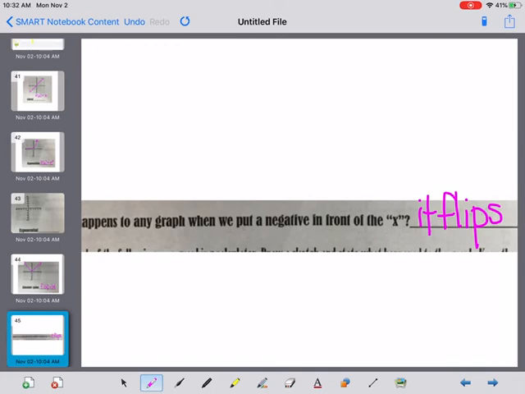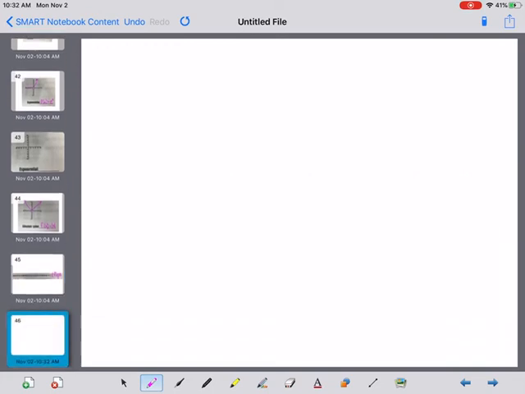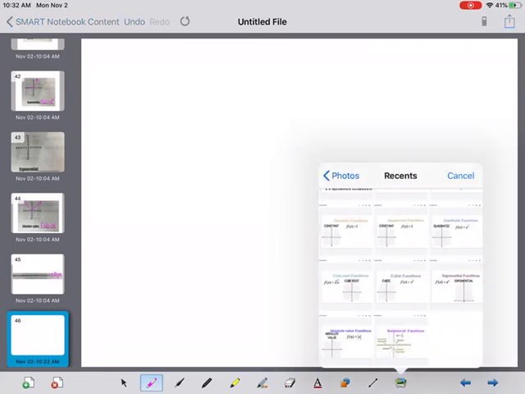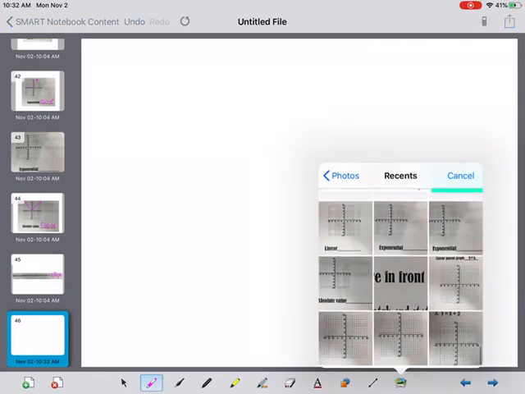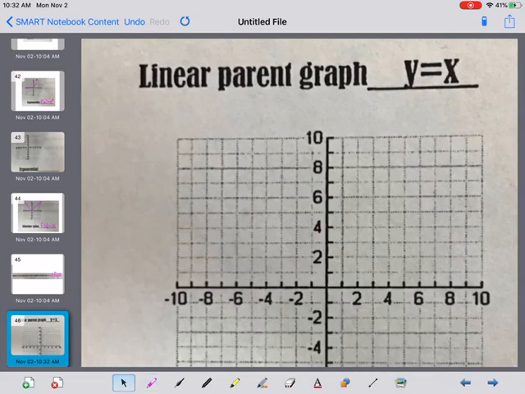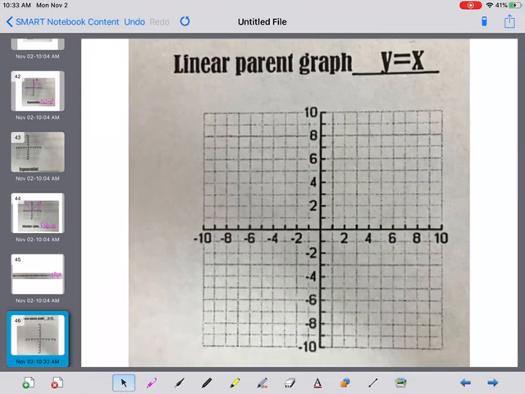Okay, so let's look and see what happens when we add numbers to this. We're going to start with our parent function, y equals x. What does our linear parent function look like? A line, and where does it go through? 0. So we have 0.